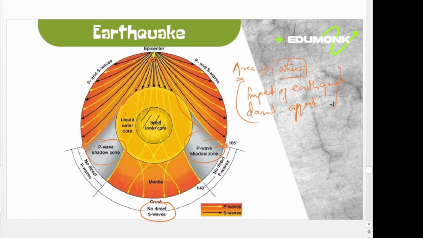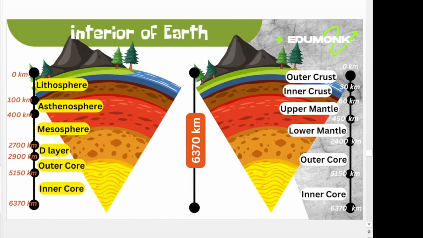This is known as shadow zone. Here P wave has a smaller shadow zone on two sides, but S wave has a large shadow zone. It's due to the liquid outer core, because S waves do not pass through the liquid medium. We have already completed the interior of Earth.